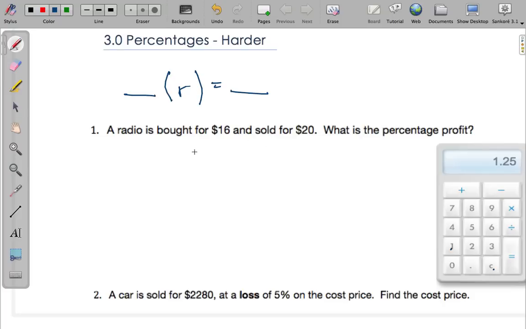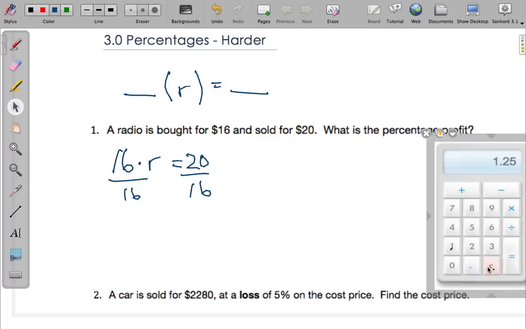So if we're going to do this one, I have $16, and I'm going to multiply that $16 times some rate R. And when I'm done, I'm going to end up with $20. Solving for R, I divide both sides by 16. Let me go over to my calculator on the side. We get 20 divided by 16, and R is equal to 1.25.